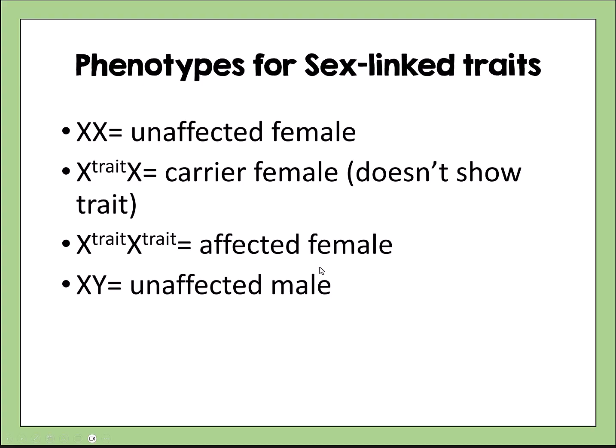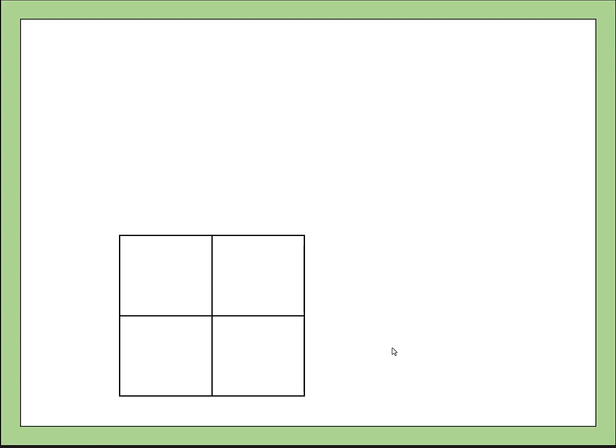Males only have two different phenotypes. They can either be XY, meaning that they are unaffected because there's not an affected X here, so they don't show that trait. If this one X is affected, they don't have another X to protect them like a carrier female does. So they will show the trait and be affected automatically with just that one affected X. So we'll do a Punnett square to show how this works.